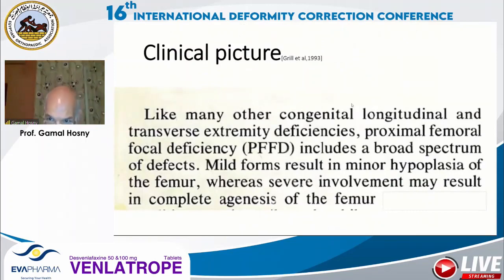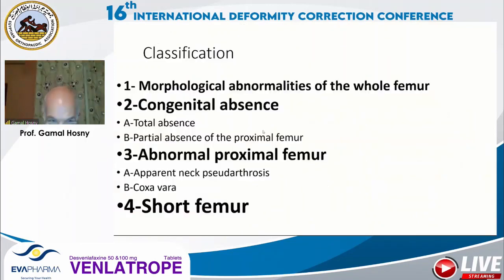4 types for congenital short femur or proximal femoral deficiency. Type 1, morphological abnormalities of the whole femur. Type 2, congenital absence. A, total absence. B, partial absence of the proximal femur. Type 3, abnormal proximal femur. A, apparent neck pseudoarthrosis. It's not pseudoarthrosis, it's apparent pseudoarthrosis. B, coxa vara. Type 4, short femur. It's almost a normal femur, but short. And I will show you the classification.